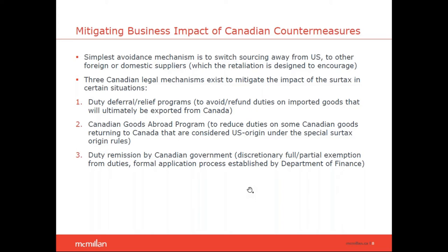Everything's resumed. So mitigating the impact of these Canadian countermeasures, I think John is going to talk to this a little bit as well, but the simplest and first thing that one would do is, if you're supplying from the U.S. and you can supply from some other country, whether it's Mexico, the European Union, or someone in Canada, you may want to consider making that sourcing change, so long as that new source is cheaper than paying the duties on the U.S. goods. But if it costs 50% more to supply from Canada, and it only costs 25% more now to supply from the U.S., you're better off paying the 25% duty and going along.